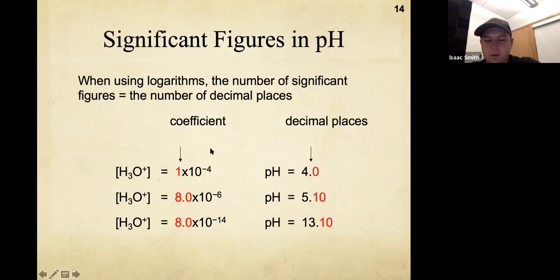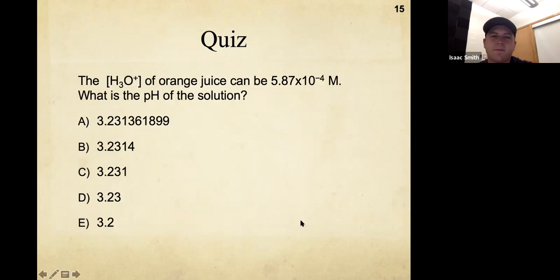Okay, so here's the rule. When you're doing logarithms, and specifically with the pH calculations, however many significant figures you have in the concentration number is going to be how many decimal places you have in your pH. Okay, so if you're doing the pH of this number, we have 2 sig figs here, so our answer is going to have 2 decimal places. Okay, so just remember that rule. One more little rule to add to your significant figure calculation rules there.